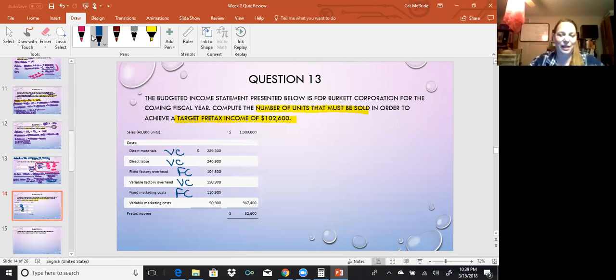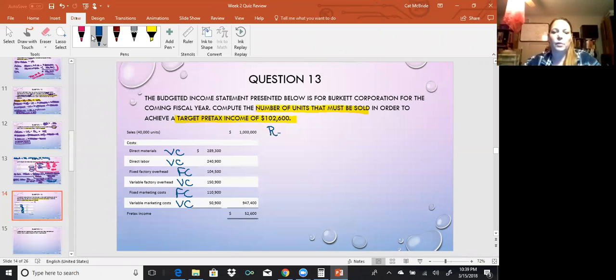And variable marketing costs? Variable. Okay, because we're going to need that. So now what we're going to do is we're going to say, okay, we need to know the contribution margin because we use a contribution margin for everything. So we need to know the contribution margin.